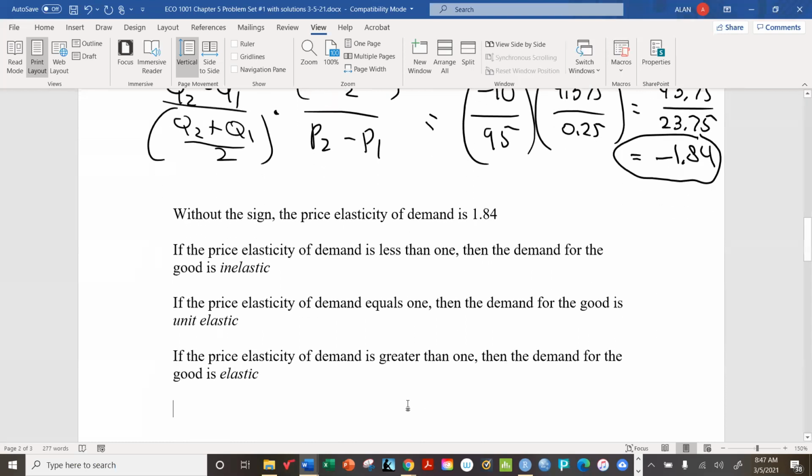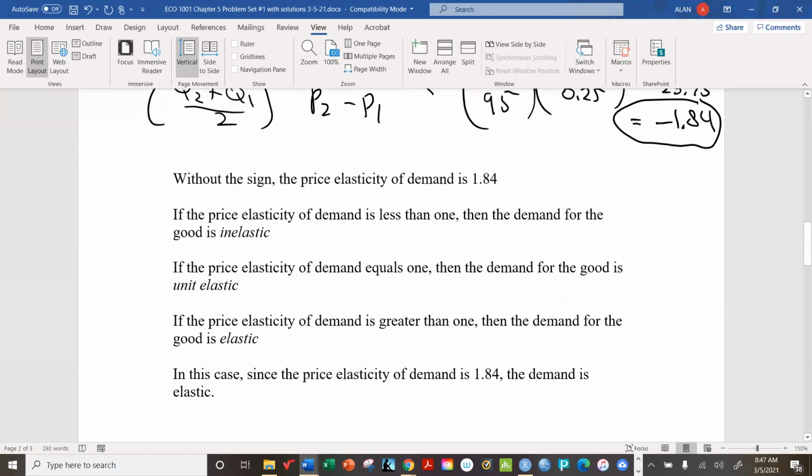So in this case, since the price elasticity of demand is 1.84, the demand is elastic. Okay, and again, we're overlooking the sign. Forget the sign. 1.84 means that it's elastic. Of course, in English, that's just another way of saying it means that consumers of this good are very sensitive to price changes.